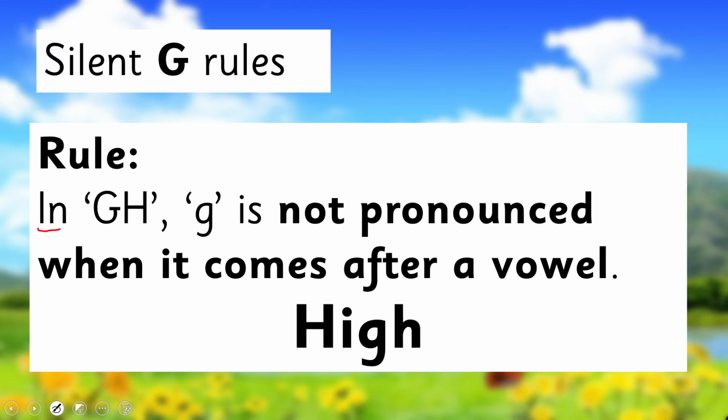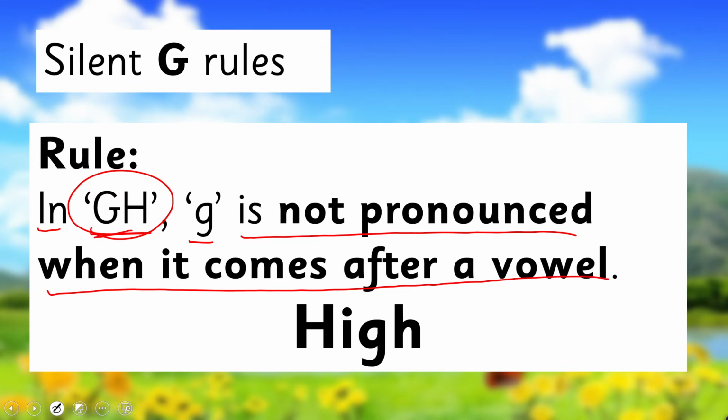Now, the next rule is in GH, which means in a word you find G and H coming together, and G is not pronounced when it comes after a vowel. Okay, so there is a vowel letter, vowel sound, and after it, it's G, so G is silent. Okay, and we say it high.